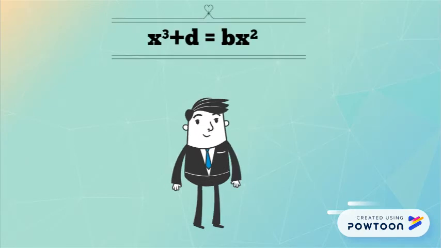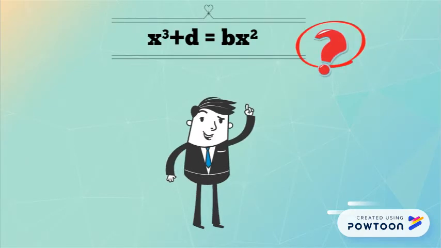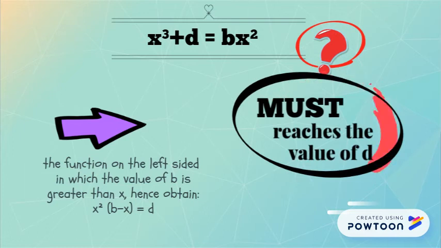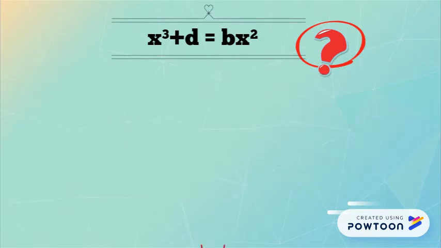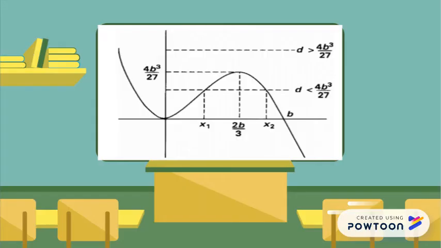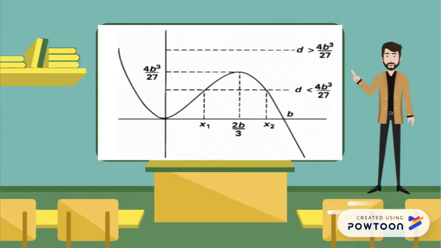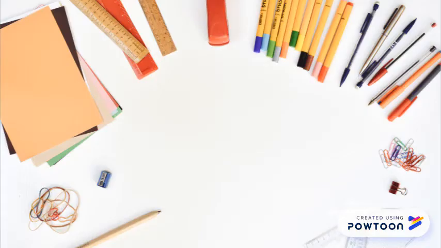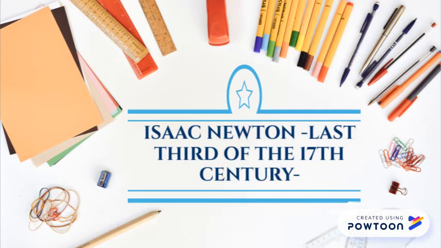So, according to Al-Tusi, in order to determine the solution for the equation, the function on the left side must reach the value of d. If this condition fails to be fulfilled, there will be no solution for that equation. Tusi proved the maximum value from the equation is x equal to 2b over 3 and d equal to 4b cubed over 27.